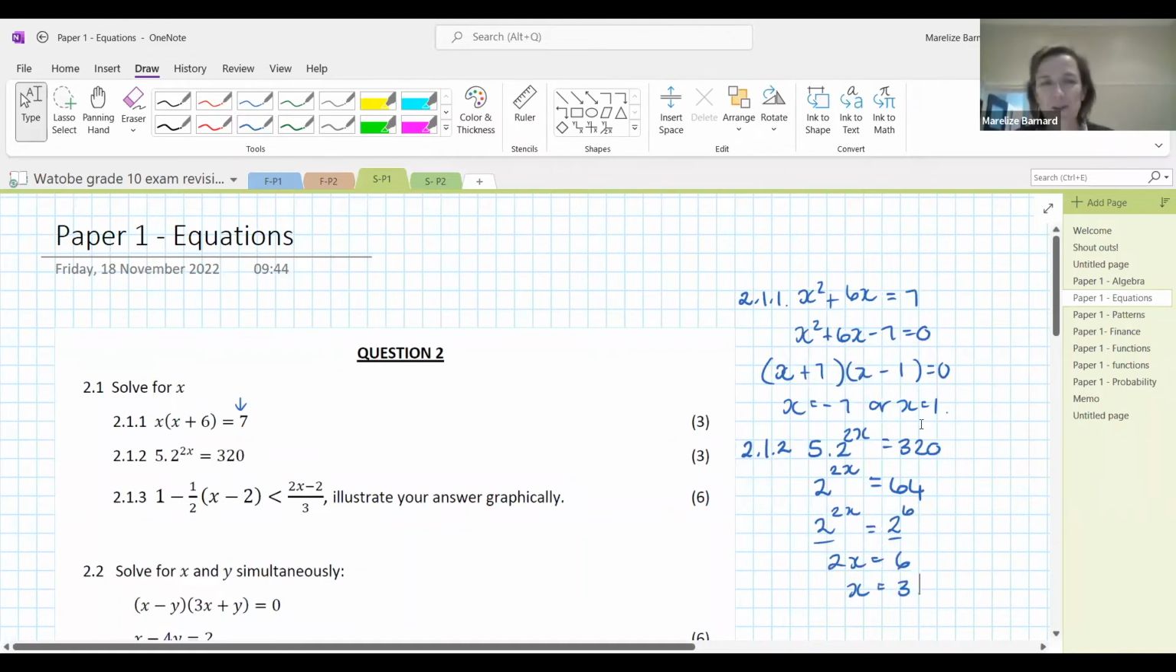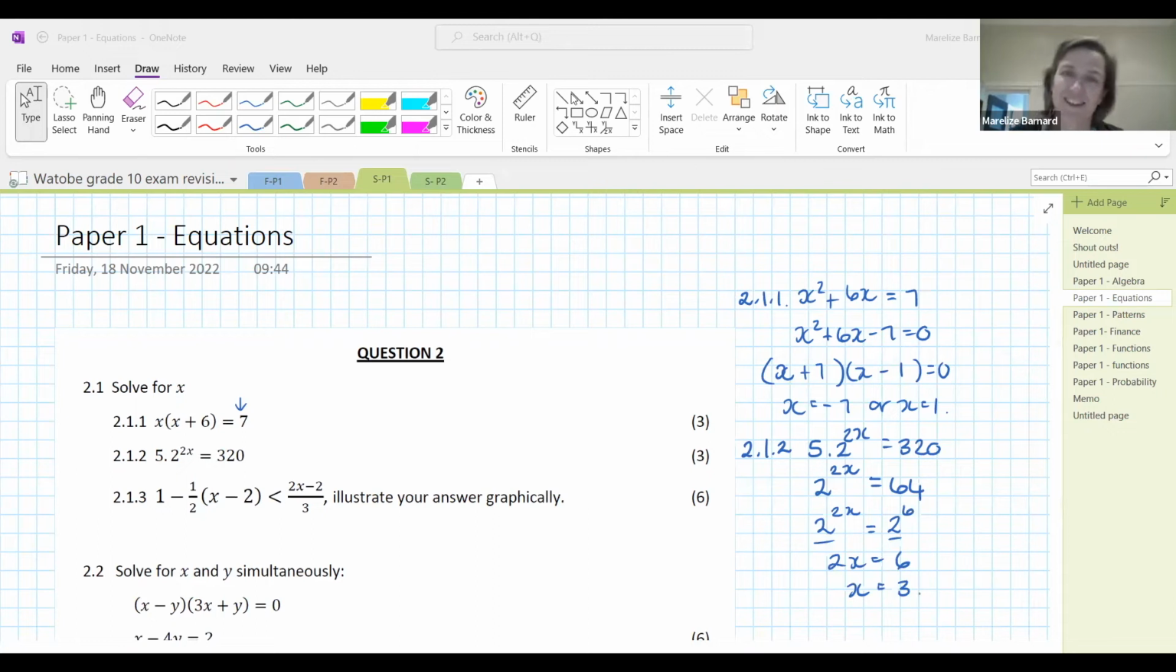Okay. I love exponential equations. I know I might be the only one, but I love it. So you did do what I just did, but you meant something else. Okay, no problem.